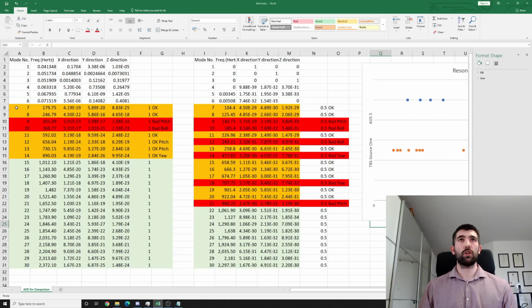Firstly, I'd like to call attention to the fact that the first resonant mode here isn't at 104 hertz like it is with the Source One. It's much higher frequency. In fact, it's nearly double the frequency of the mode of the Source One. And that means that whatever filtering you've got, low-pass filters on the D-term, for example, are going to be much more effective at filtering these higher frequencies out than the lower frequencies that you see with the Source One.